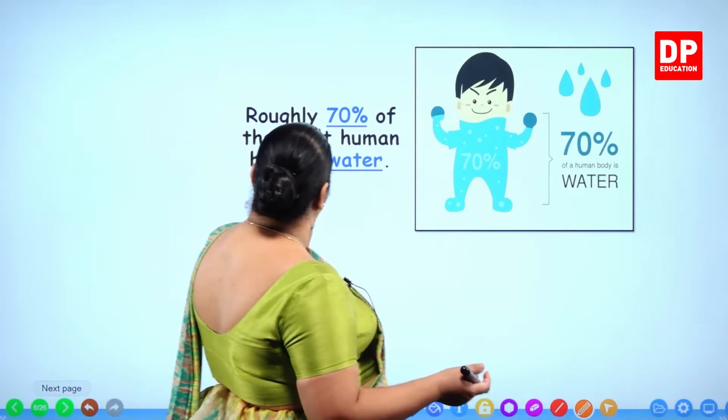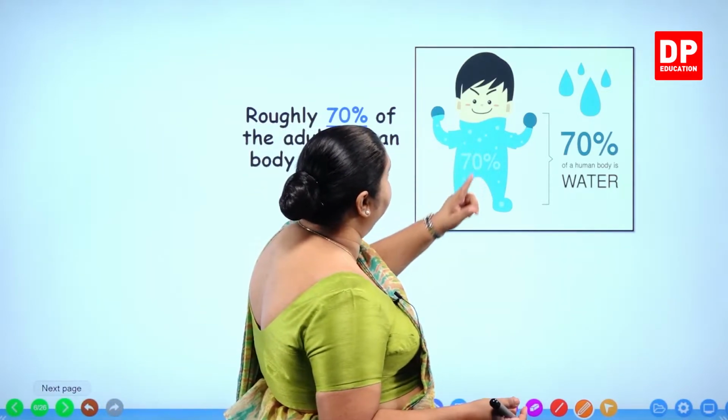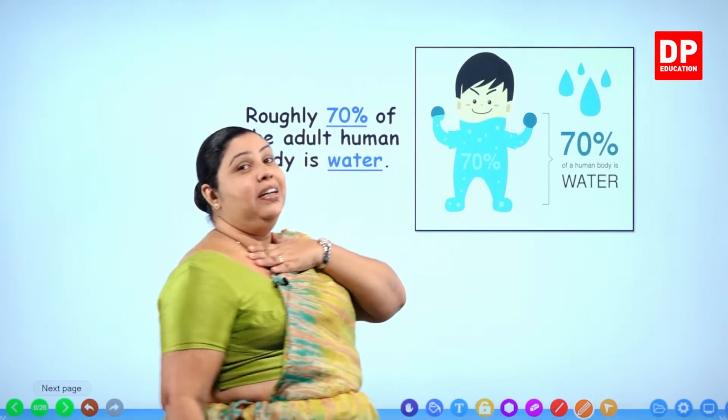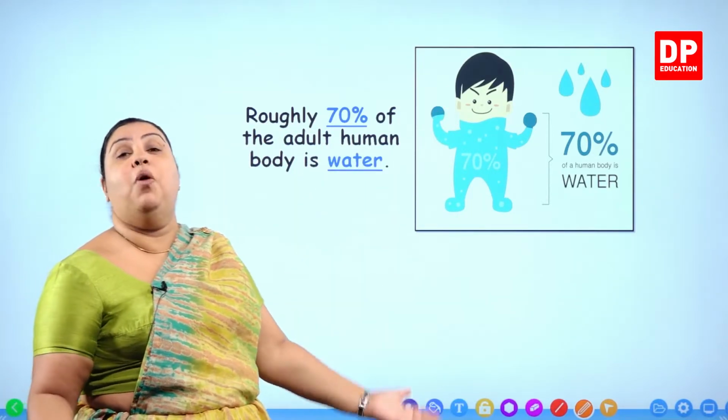Now I hope you can see roughly 70% means, oh, look at this. Like it's up to here. It's almost the whole body.